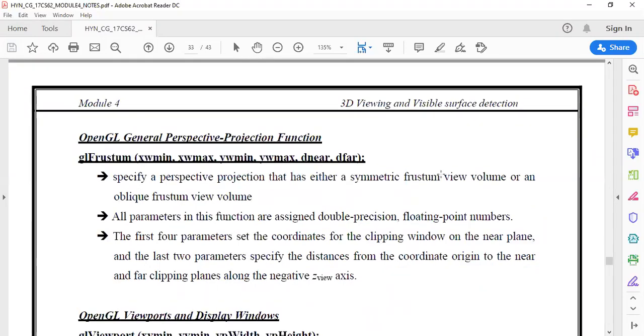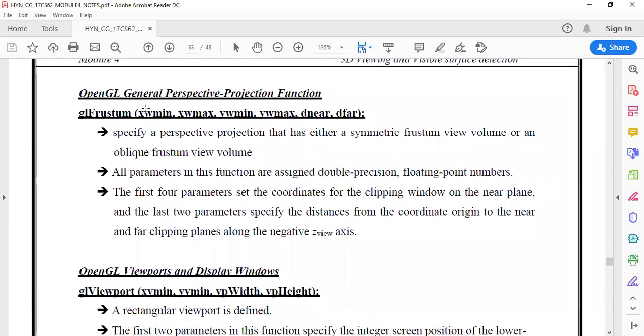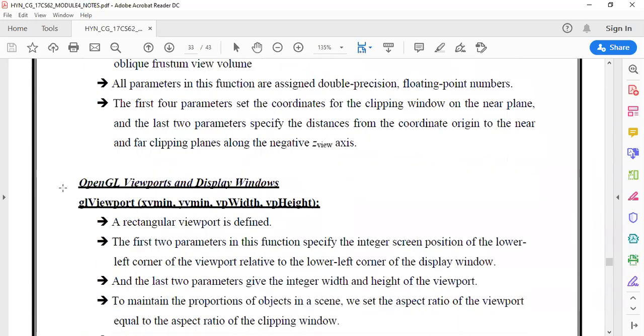It specifies a perspective projection where I can have either a symmetric frustum view volume or an oblique frustum view volume. All the parameters can be double precision floating point numbers. The xw min, xw max set the coordinates for the clipping window on the near plane. yw min, yw max set the coordinates for the clipping window on the far plane. Near is the positive z axis, and far plane is the negative z axis.